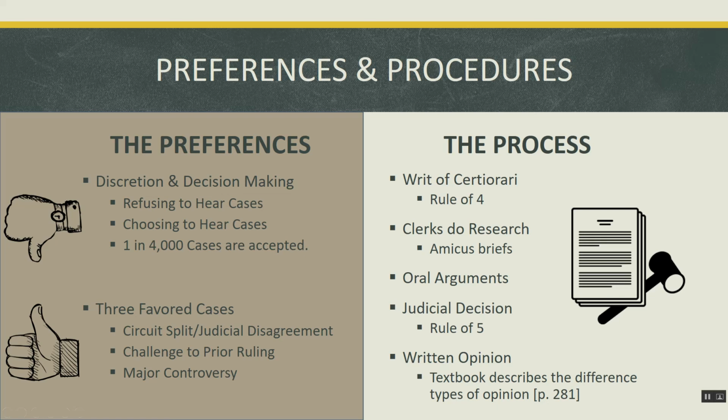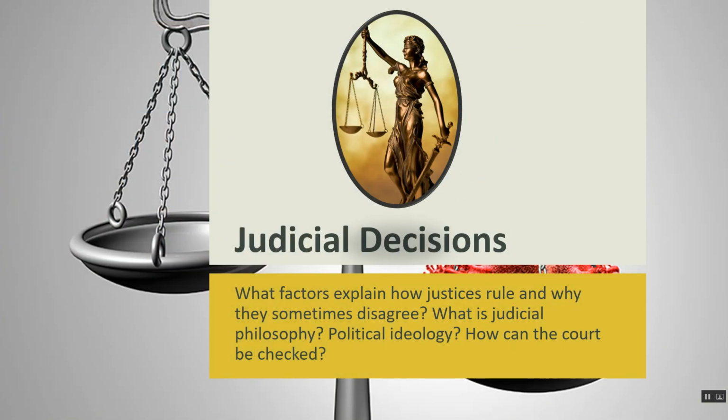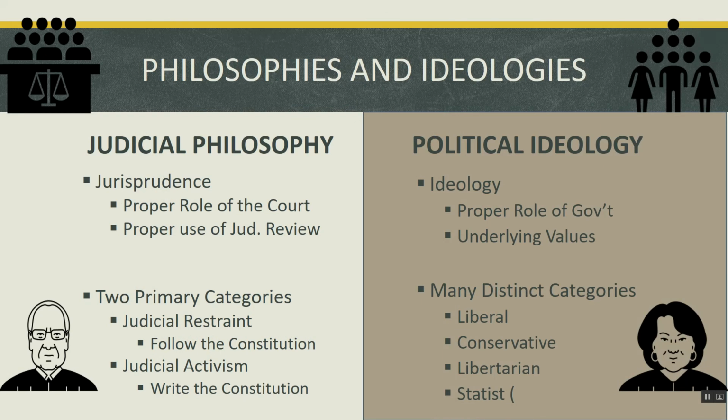Now that we've talked about the 5-step process, from the writ of certiorari to publishing written opinions, the next thing that I want to talk about are the factors which influence judicial decisions. So in this segment of lecture, we're going to begin to discuss what factors explain how a particular justice rules and why different justices tend to disagree on how to issue rulings or resolve disputes in very controversial or partisan issues. We'll talk about the concept of judicial philosophy. We'll briefly touch upon political ideology. And we've already mentioned this a little bit, but time provided, towards the end of lecture, we'll also talk just a little bit about how the court can be checked.